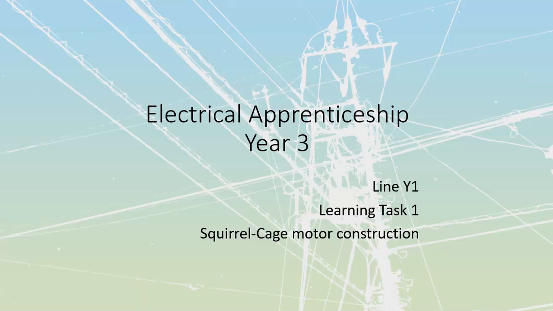Line Y1, learning task 1, we're going to start taking a look at our three-phase motors. And we're going to start out this one by taking a look at squirrel cage motor construction, because it's going to be the simplest of all of our three-phase types of motors to understand. And ultimately, we're going to combine components of the squirrel cage motor into all the rest of the three-phase types of motors that we're going to take a look at, whether wound rotor or synchronous or anything else.